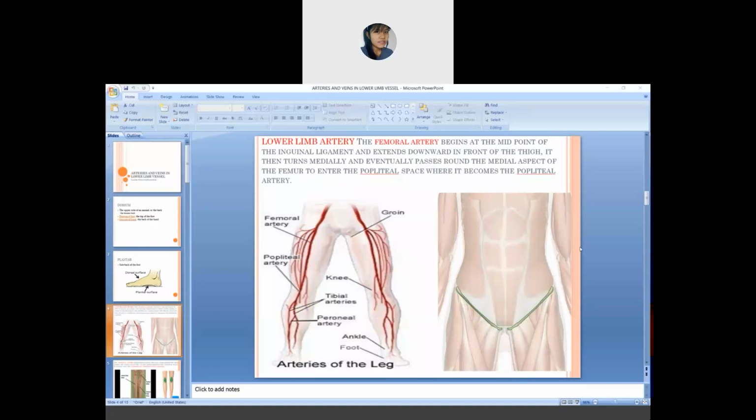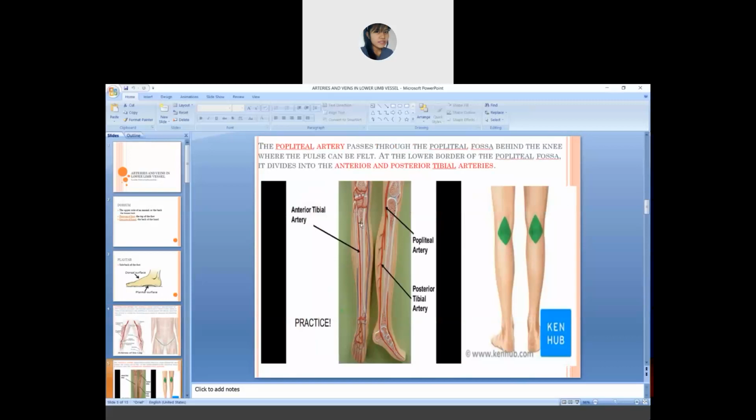Srijana, can you tell me? Anterior and posterior tibial arteries. Okay, very good. This is the anterior; it lies in the front, and posterior means back, so it lies in the back. Okay, good.